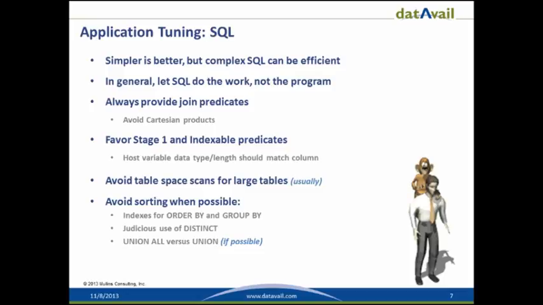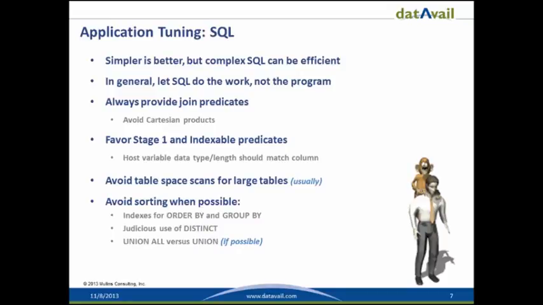We want to favor stage 1 and indexable predicates. I'll talk about stage 1 and stage 2 on the next slide. Just remember stage 1 is better than stage 2 for right now. Indexable predicates are better than non-indexable predicates. An indexable predicate has the capability for DB2 to apply an index to resolve it. A non-indexable predicate will never use an index, even if there's an index created on that particular column, because the predicate by design is not indexable. These are all listed in the manual, and again on the next slide we'll get into that.